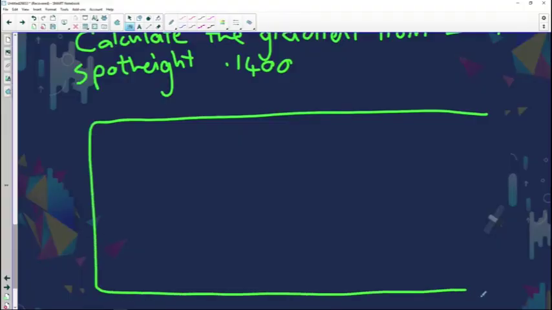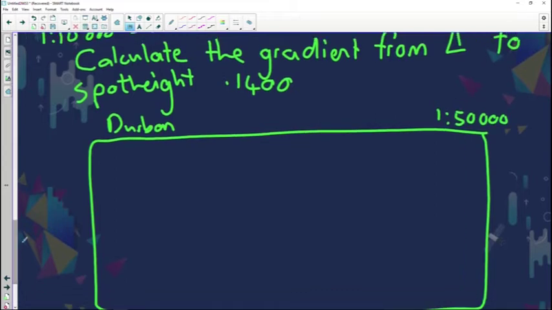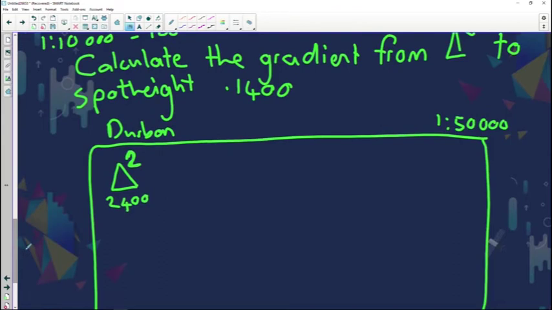So let's assume this is my map down here. This is my topographical map, a 1 to 50,000 map, and let's call it the map of Durban. So the question states, calculate the gradient from tree beacon number 2. I'm going to make this bold and italic, a little bit fatter. The actual height is 2,400 meters to spot height 1,400.